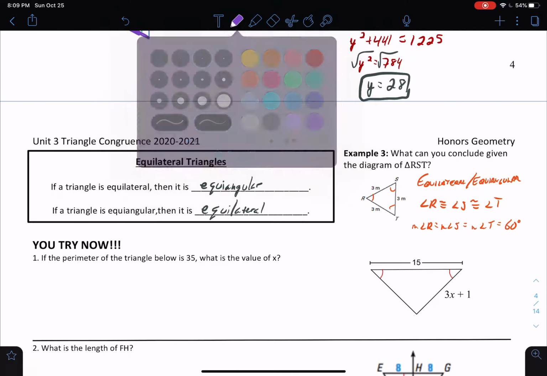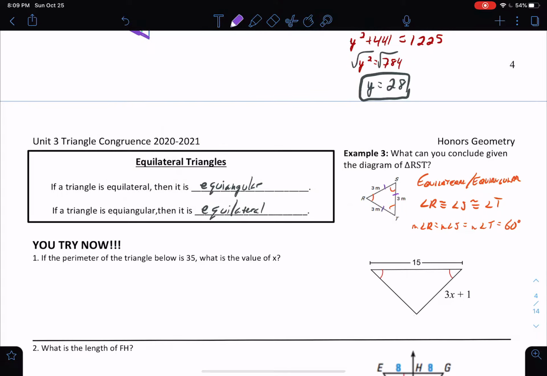Because all my side lengths are congruent, they're all 3. That means the angles opposite them are going to be congruent. They're all going to be 60, because 60 plus 60 plus 60 equals 180 degrees. All right, so use those properties. Use that idea of the angle-side relationship that I've talked about.